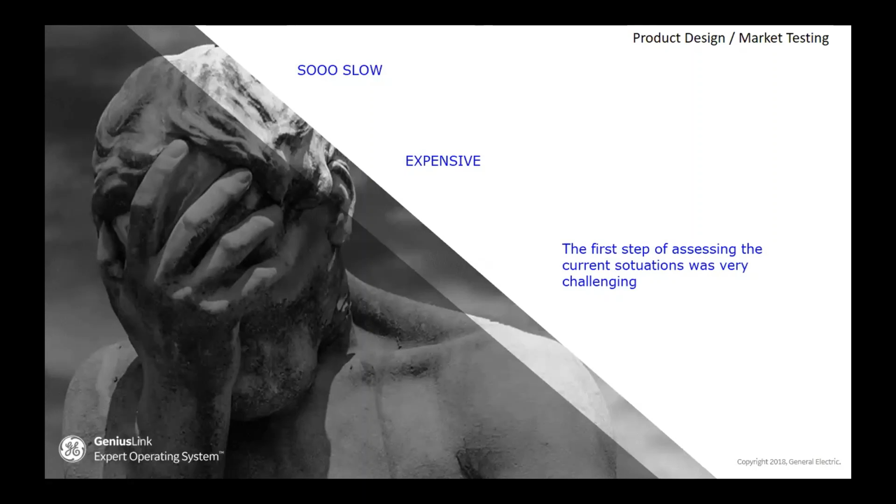And then we've got the first step of assessing the current situation, which is very challenging. Yeah, so where do you start? What does the market look like? What does good look like? What's already out there? That's super difficult to work out, especially if you don't have access to all of those things at your fingertips, right? Really difficult. So these are some of the pain points, the roadblocks.